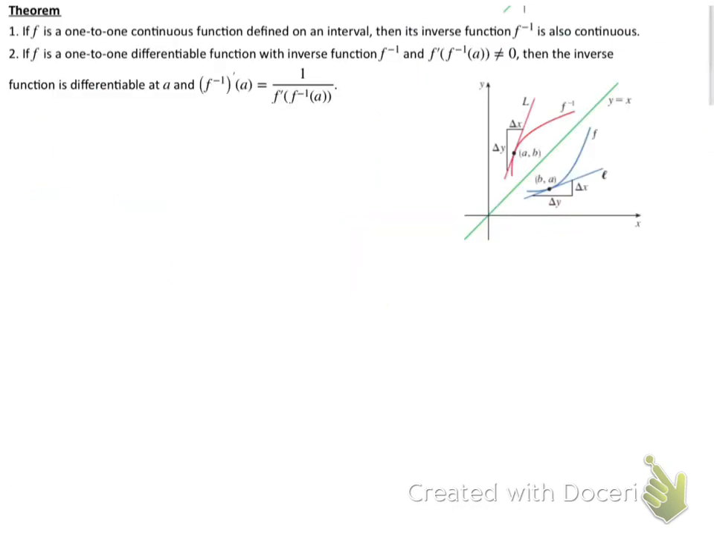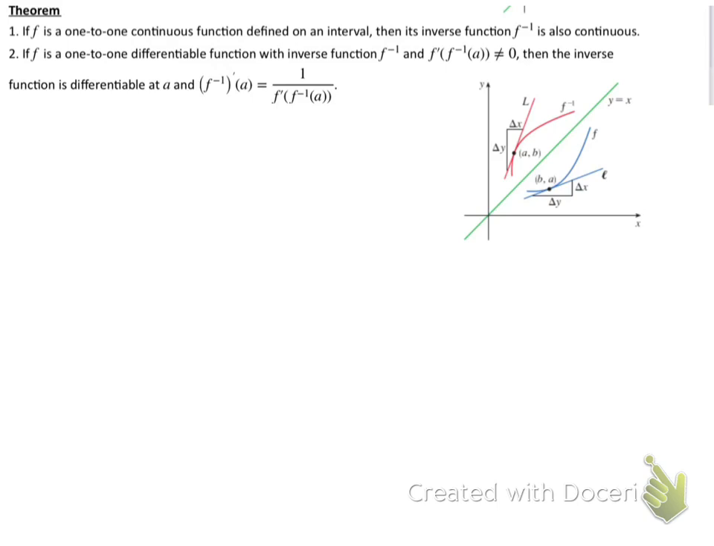Here's the main theorem of today's lecture. If f is a one-to-one continuous function defined on an interval, then its inverse function is also continuous. So, well, it has to be one-to-one to have an inverse. Continuous function gives you continuous inverse. Okay, so pretty much the graph is one piece, then you flip it, it's still one piece.